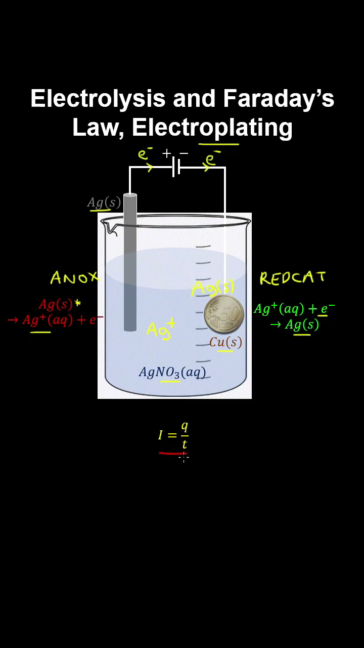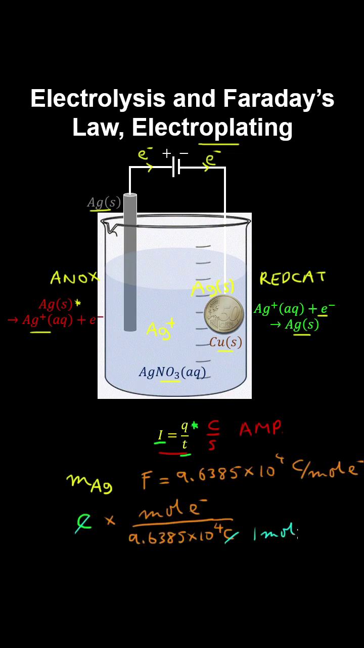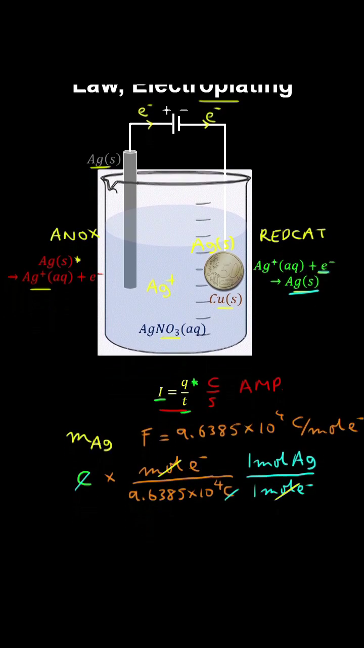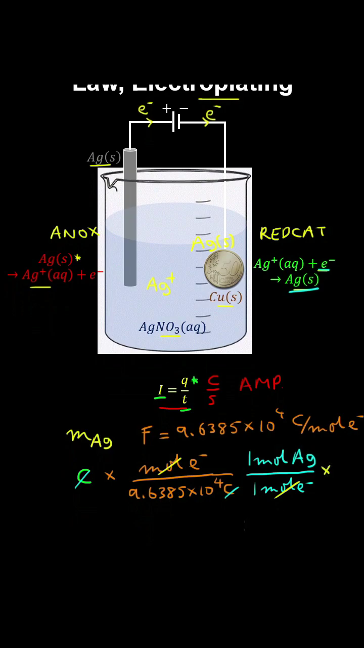And using Faraday's law, which states that the current is equal to the charge per unit time, which is in coulombs per second, which is the same thing as amperes, and we want to use this to determine the mass of silver that was plated onto or deposited onto that coin over some time t. So for example, you may be given a current and the time in seconds, then you'll be able to calculate the charge in coulombs. And then using Faraday's constant, and from this we have 1 mole of electron per mole of silver that's plated onto that coin. And then using the molar mass of silver from the periodic table, you'll obtain your final answer.